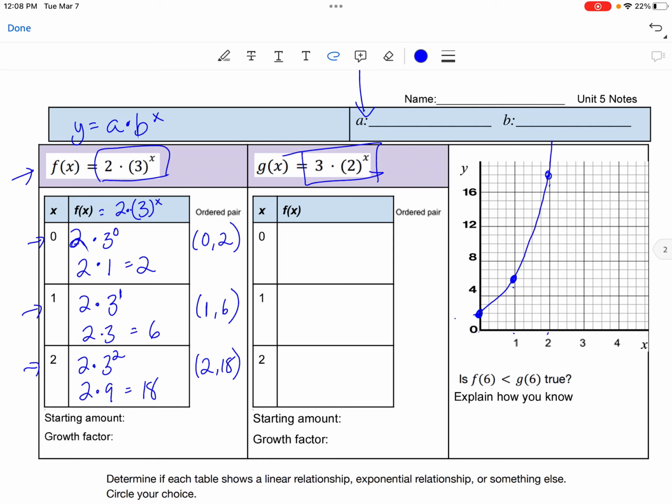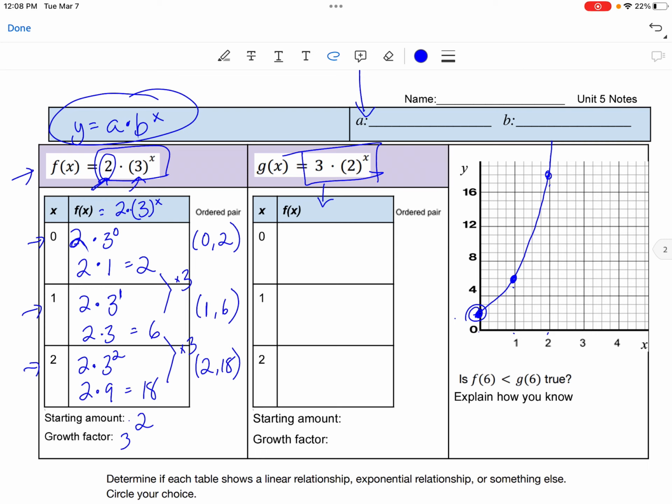Right? Let's see, what is the starting amount when x is 0? So the initial starting amount or initial value is 2, right? When x is 0, y, or the output, is 2. The growth factor, how much is it growing by each time? Let's see, 2 times 3 is 6. 6 times 3 is 18, so the growth factor is 3. And if we plug it into our general equation, that works, right? Our initial value is 2, also the y-intercept. And our growth factor is 3.